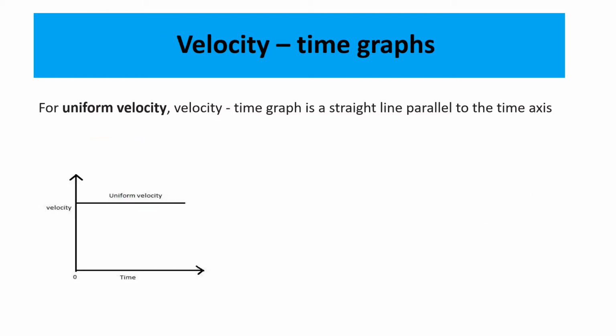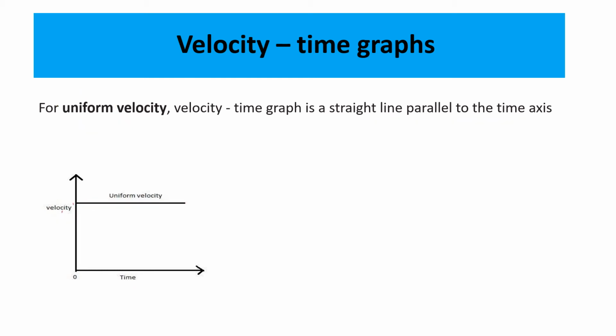Next is velocity time graph. In a velocity time graph, you will plot velocity along the y-axis and time along the x-axis. For a body moving with uniform velocity, that is, velocity is not changing, the velocity remains constant. In that case, the velocity time graph is a straight line parallel to the time axis.